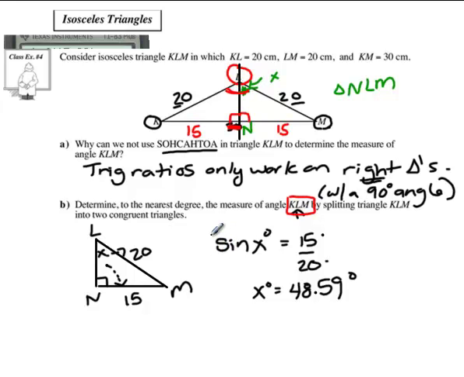Now the nice thing about isosceles triangles is they are symmetrical. So when I cut it in half, I have two congruent triangles, or two triangles that have the same measure of angles and the same side lengths. So if I know what this side is, then that top angle on the other side would be the same. That would be in triangle KNL. Triangle KNL, that top angle is 48.59 degrees as well. So to get the full measure of this isosceles triangle, I can just take what I found and multiply it by 2.